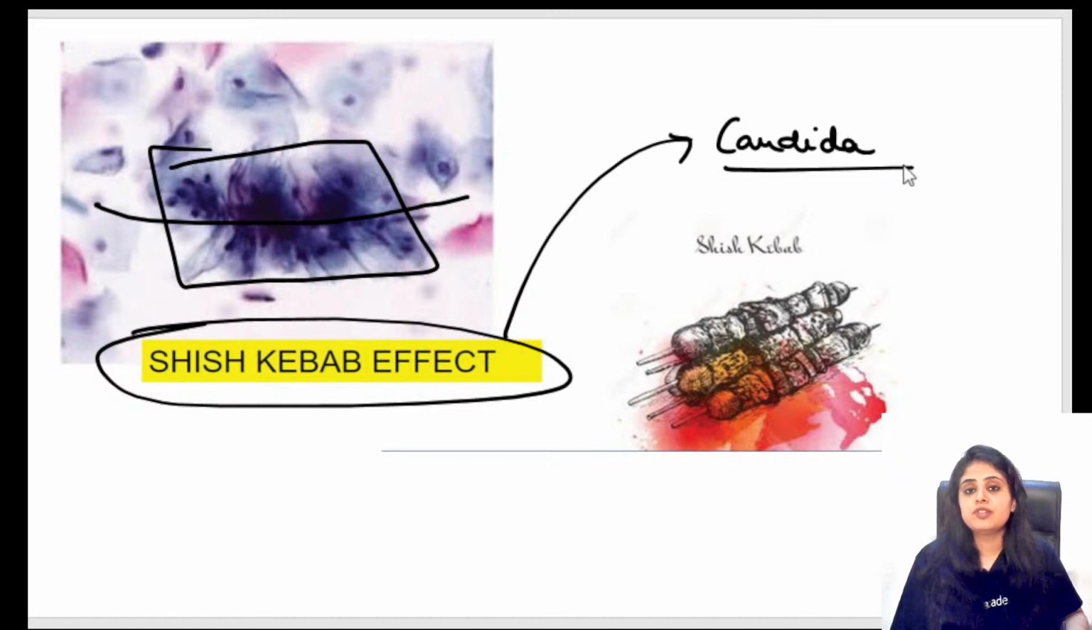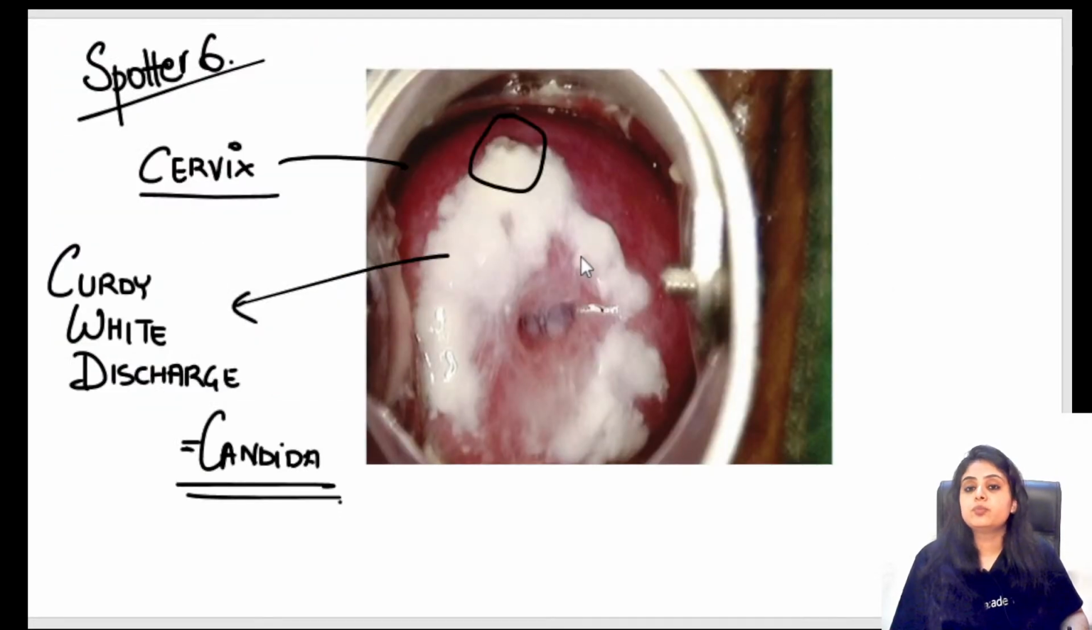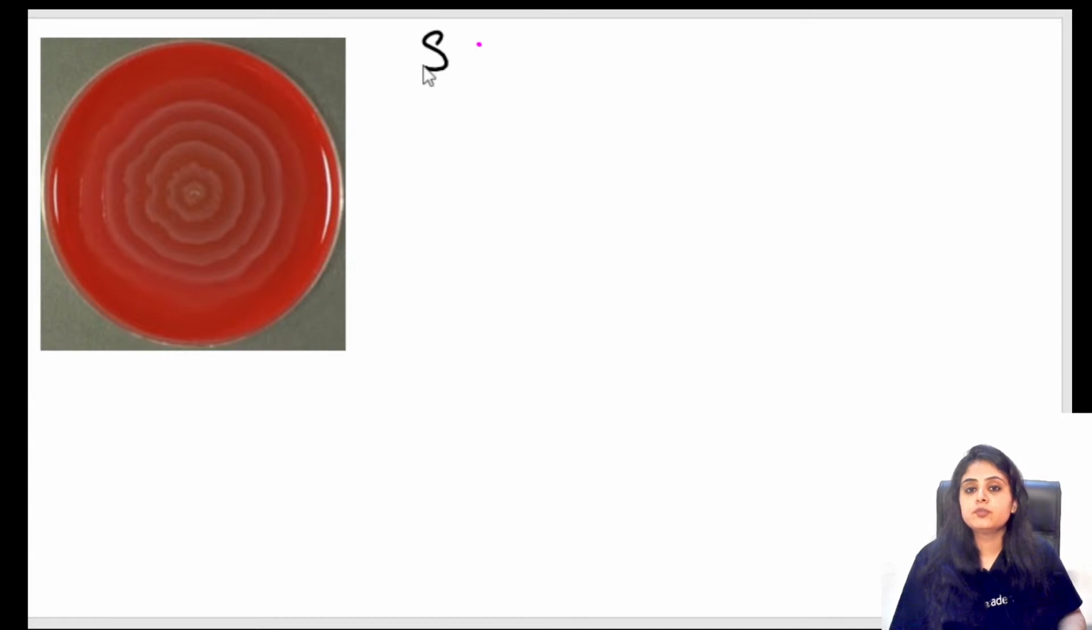And how will the patient present? Grossly, the patient is going to present with a clinical picture of a curdy white discharge. All good. Spotter number 6 is done. Let's move on to spotter number 7.